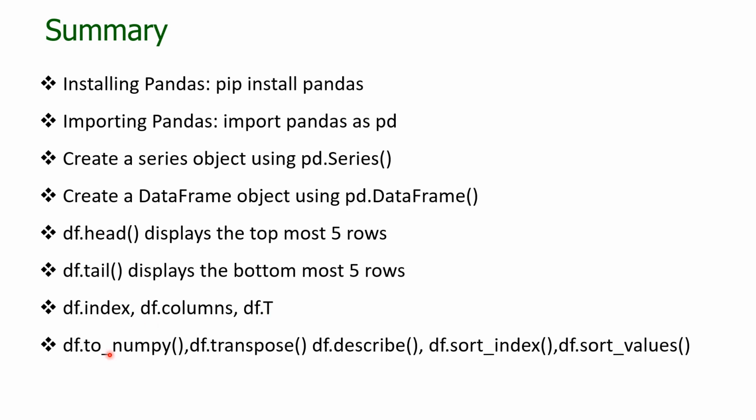We also have seen the functions df.to_numpy, which converts the data frame into a numpy array, df.transpose, which is equivalent to df.T, which transposes the data frame. Then df.describe, which gives us the summary statistics of the data frame. Then df.sort_index, which sorts the data frame based on the index, and also df.sort_values, which is used to sort the data frame based on the values of a particular column.